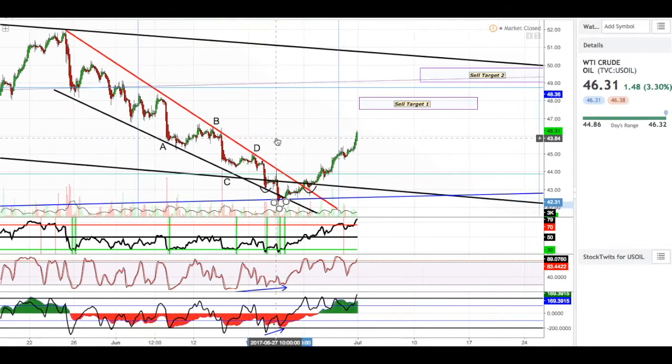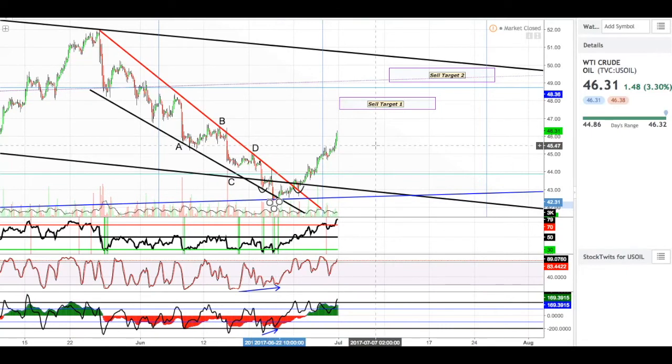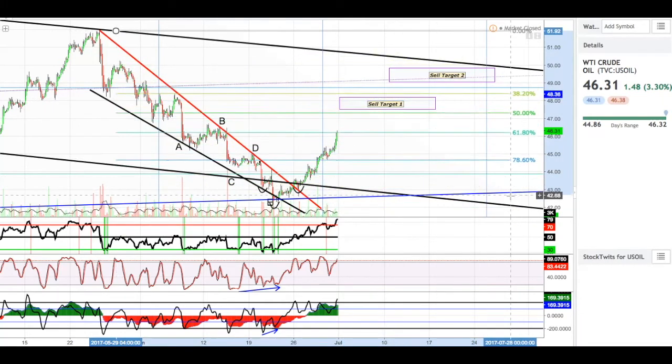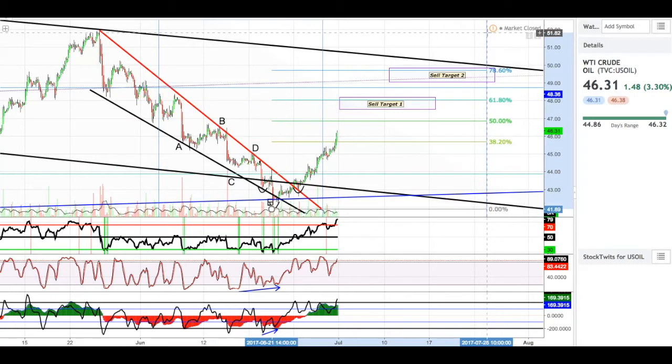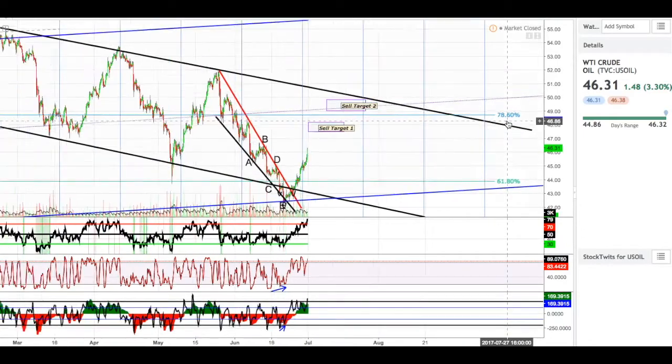So we've definitely seen that, and at the moment I have 2 sell targets which are coinciding with Fibonacci lines here. Fibonacci is your support and resistance, so if I were to drag this all the way down from our swing high to our swing low, we can see that the 61.8% fib is right here at sell target number 1, and 78.6 is our sell target number 2. I'm going to go ahead and delete these because I think that they clog up the image a little bit.